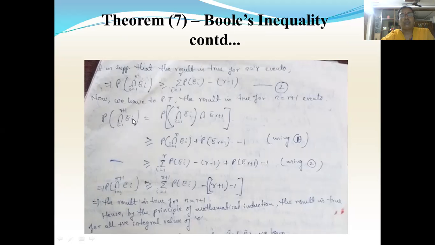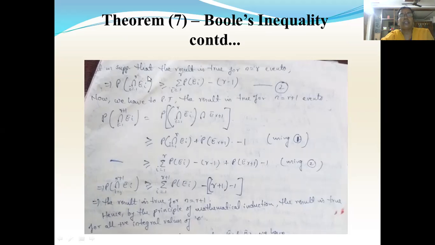I can split this into 2 events. One is intersection EI, I is from 1 to r, intersection the r plus 1th term, which is E r plus 1. So this is greater than or equal to, because using the first equation, what we said, every probability should be greater than or equal to 0. So this will be probability of intersection EI plus probability of E r plus 1 minus 1 greater than or equal to, this again using equation 2. This inequality we got using equation 1. This inequality using equation 2.